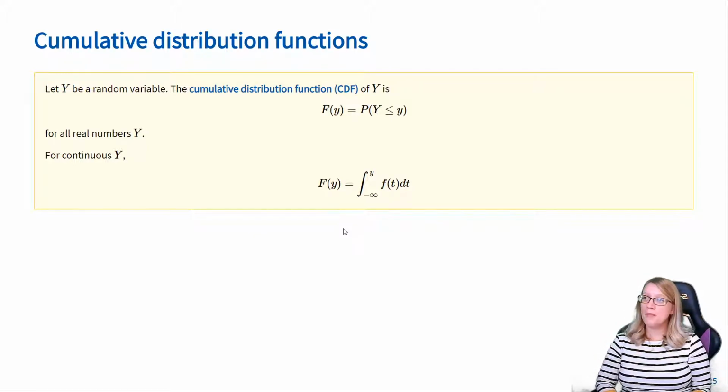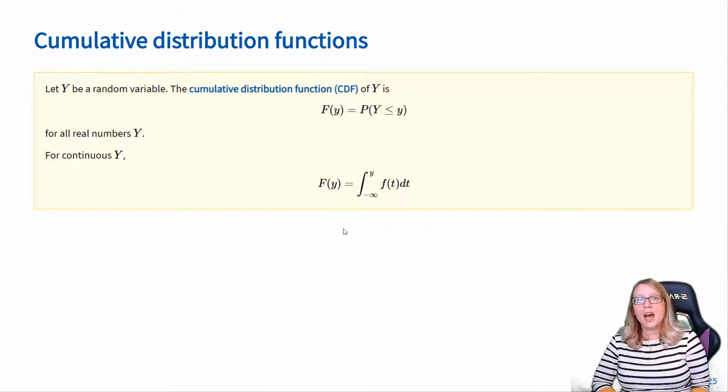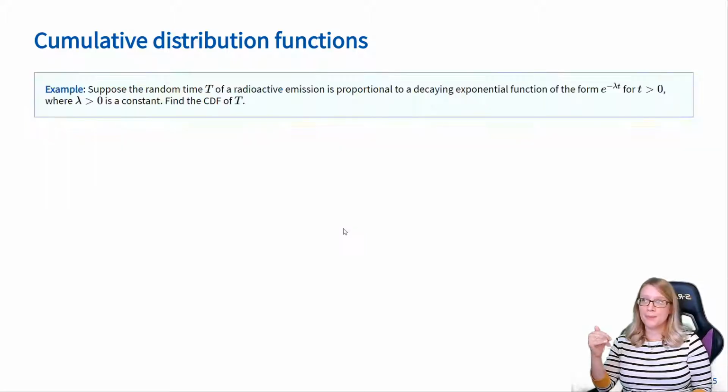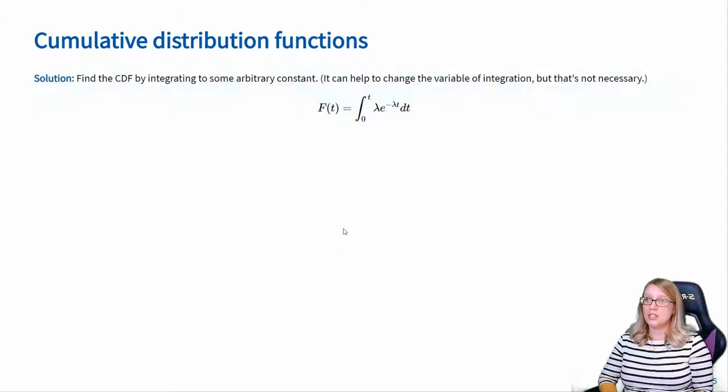So let's let y be a random variable. We then say that the cumulative distribution function, or the CDF of y, is capital F of y, which is the probability of y up to a particular point: the probability that y is less than or equal to little y. For continuous y, we find that cumulative distribution function, or CDF, by integrating from negative infinity up to y. So let's find the CDF of our exponential distribution.